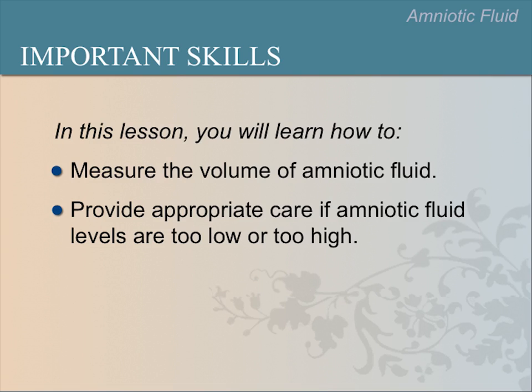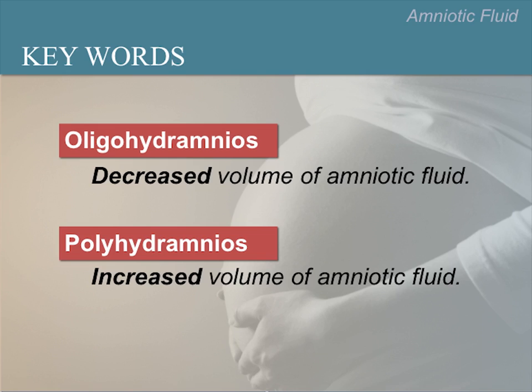There are 2 main skills you will learn in this lesson. You will learn how to measure the volume of amniotic fluid and provide appropriate care if the amniotic fluid levels are too low or too high. The key terms that you will learn in this lesson are oligohydramnios and polyhydramnios. Oligohydramnios means that there is a decreased volume of amniotic fluid. Polyhydramnios means that there is an increased volume of amniotic fluid. Please pause the video to practice saying oligohydramnios and polyhydramnios with your trainer.